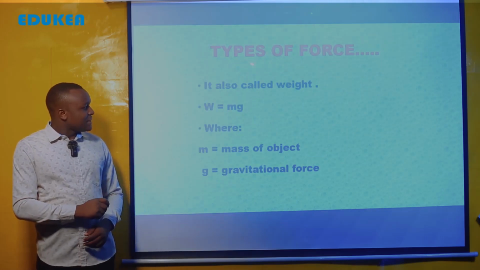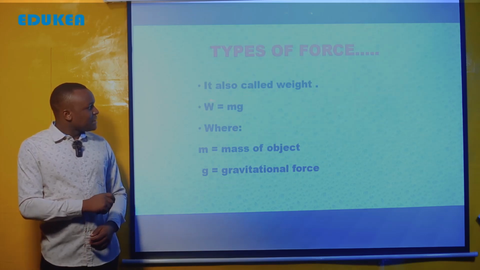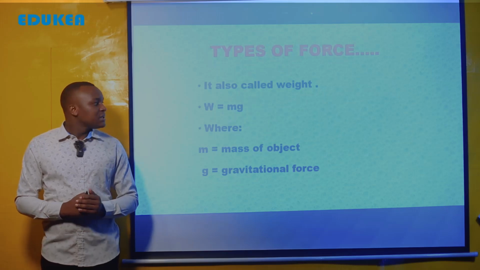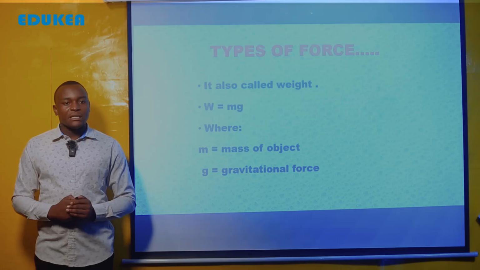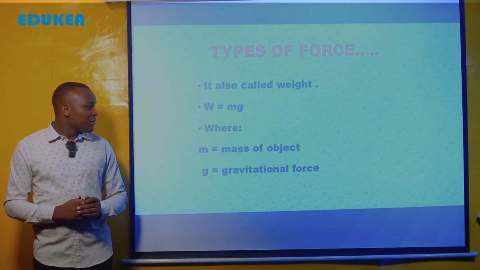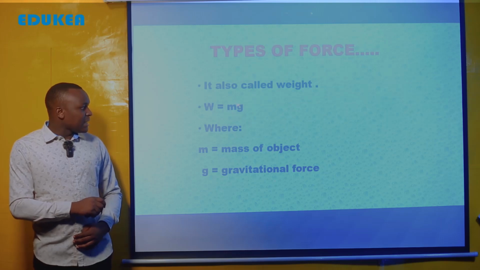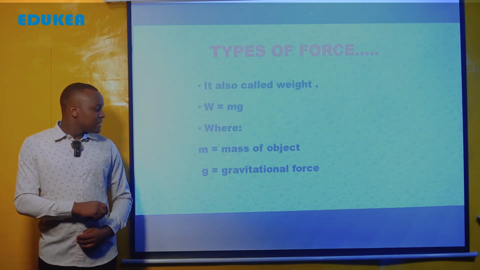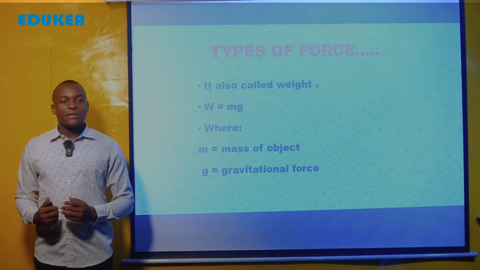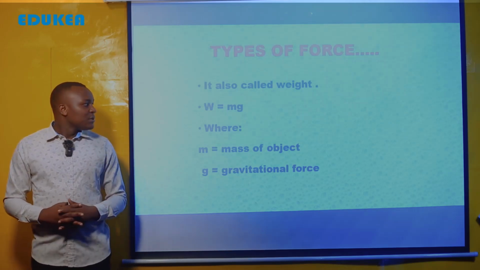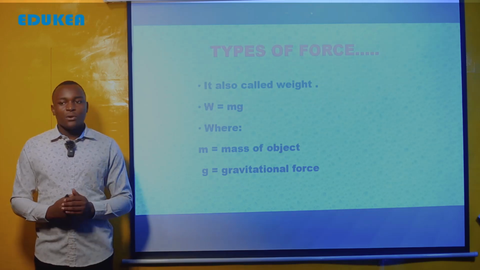So now let's discuss that gravitational force. It is also called a weight. As we know, weight is equal to mass of object times the gravitational force, where W is equal to weight and m is equal to mass of object, g is equal to gravitational force. That is how you can find the weight of an object, by using the constant which is gravitational constant.